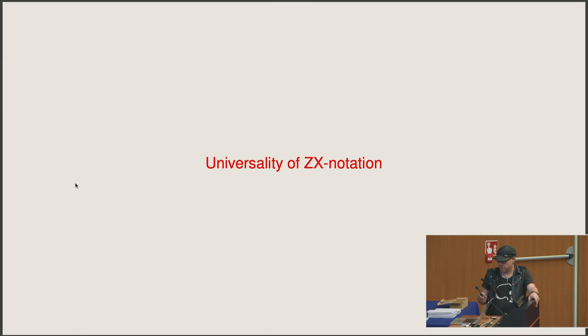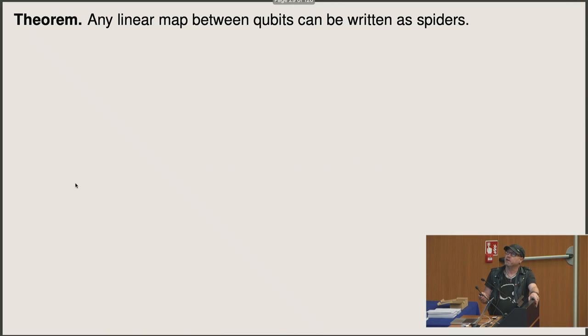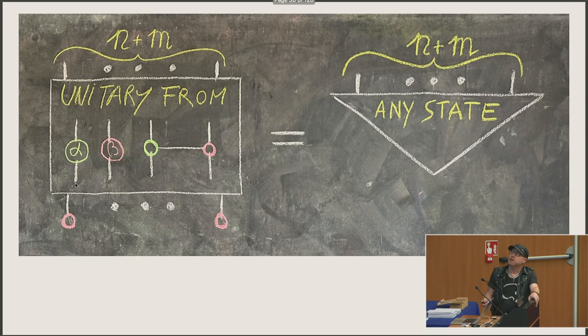Okay, so now I'm going to show a theorem, and that's about universality of ZX notation. Universality means that whatever matrix you give me, I can write it down. Any matrix you ever give me, I can write down like this, as such a spider web. I'm not going to give a full proof, but I'm going to give a hint of a proof. Any linear map between qubits can be written down as spiders, so that's universality. Okay, how do you prove that? Basically, it's a known fact, and I'm not going to prove that, because you can find this in books, that if you've got a CNOT gate and phase gates, you can express any unitary.